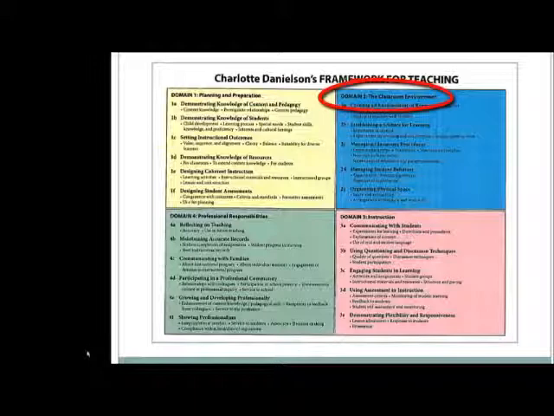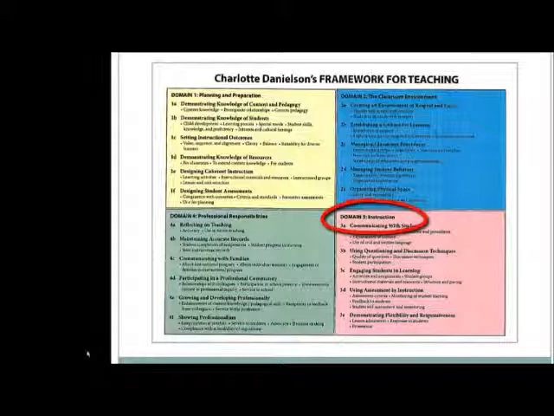Does a respectful environment exist? Are routines handled effectively? Is there a culture for learning? Domain 3 consists of the components that are actually involved in engaging students in content, the distinct elements of instruction. For example, communication, questioning and discussion techniques, and the use of assessments.